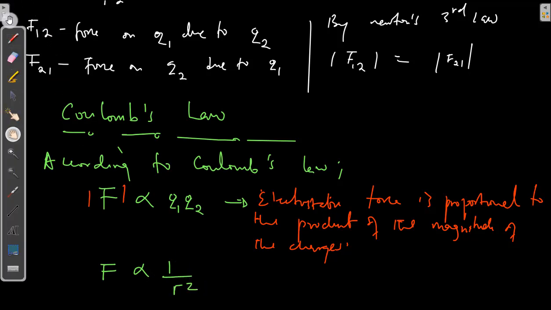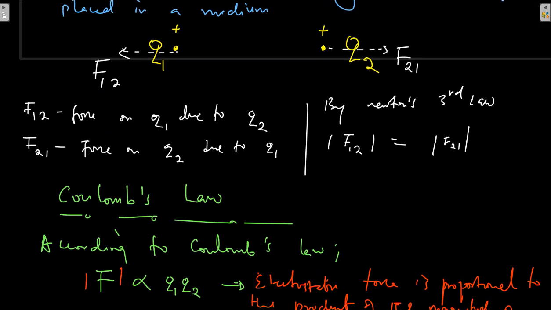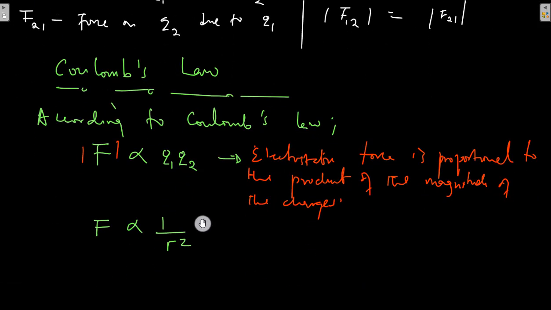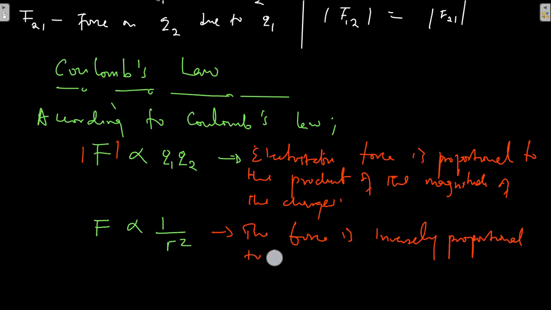Coulomb's law also goes ahead to say the force between the charges is inversely proportional to the square of the distance between the charges. In this case, I'll add another element. Let's assume the distance of separation between the charges is a distance r. So according to Coulomb's law, the force is inversely proportional to the square of the distance of separation between the charges.